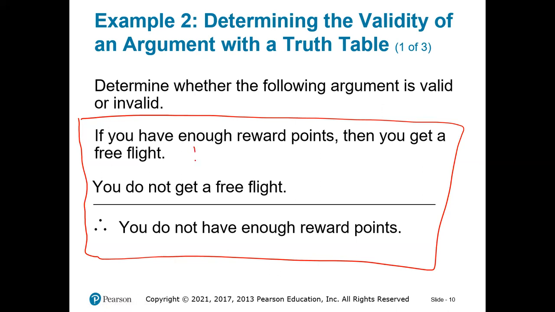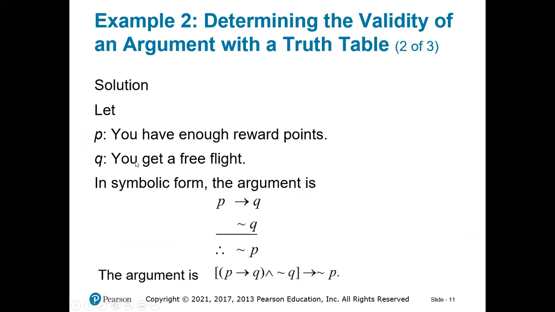How many premises? You have 2 premises, premise 1 and premise 2. And this is the conclusion. You see the therefore here? This is the conclusion. So first of all, let us convert these things into symbols, so it's going to be easy to work with symbols. If you have enough reward points, well, having enough reward points is one statement. Get a free flight is another statement. So we have 2 statements here. Let P be, you have enough reward points. Let Q be, you get a free flight.